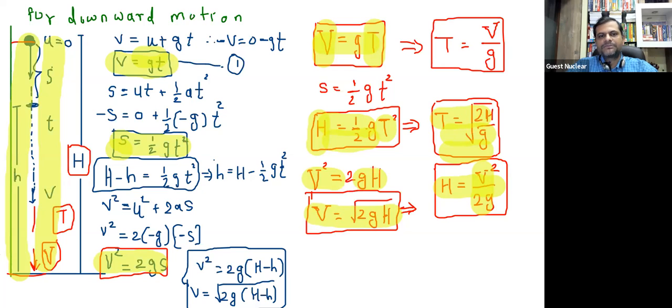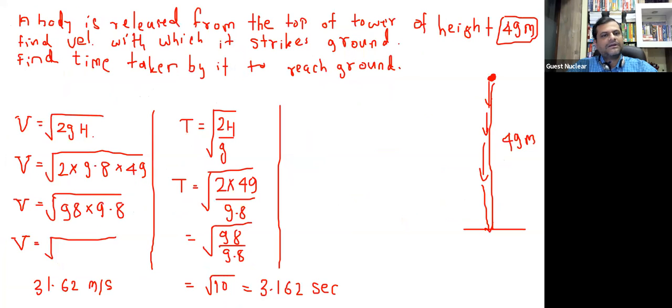ठीक है, इसके ऊपर बेस्ड हमने कुछ एग्जांपल भी देखे थे कल। If suppose a body is released from the top of the tower of some height, that height is given, and we have to find out the velocity with which the body strikes the ground, and also we have to find out the time taken by the body to reach the ground.